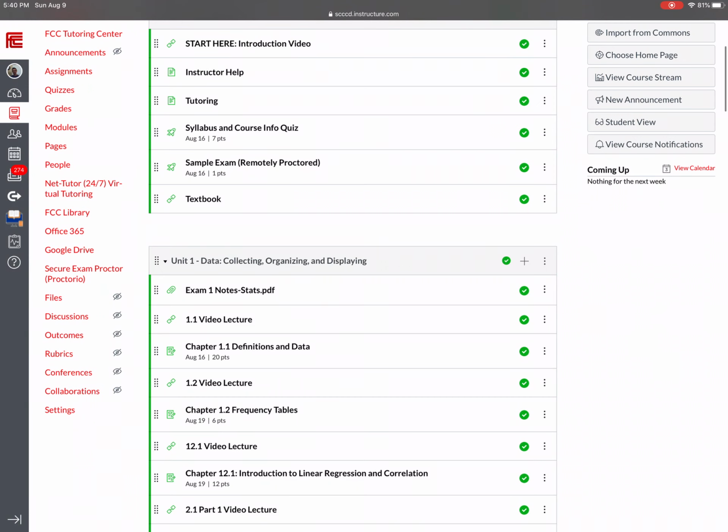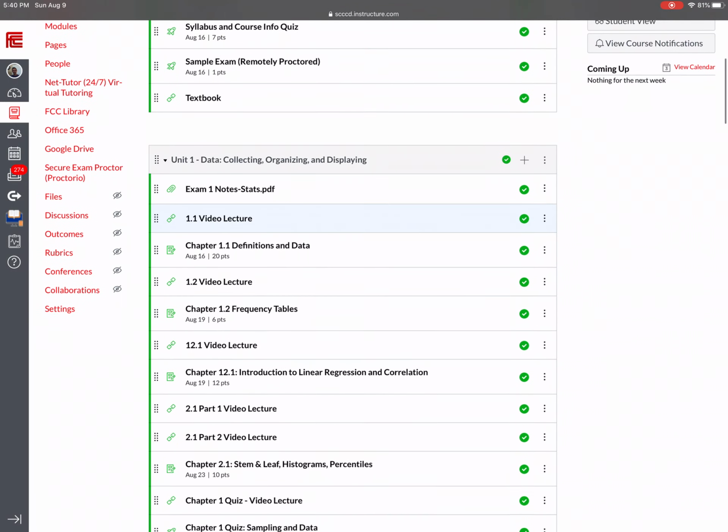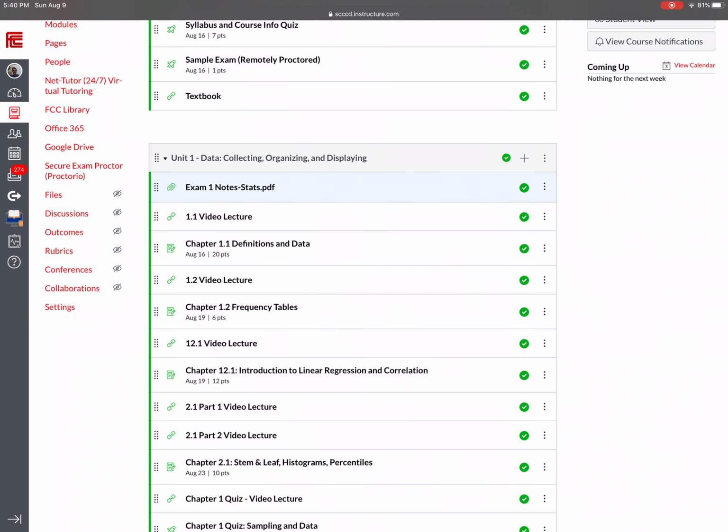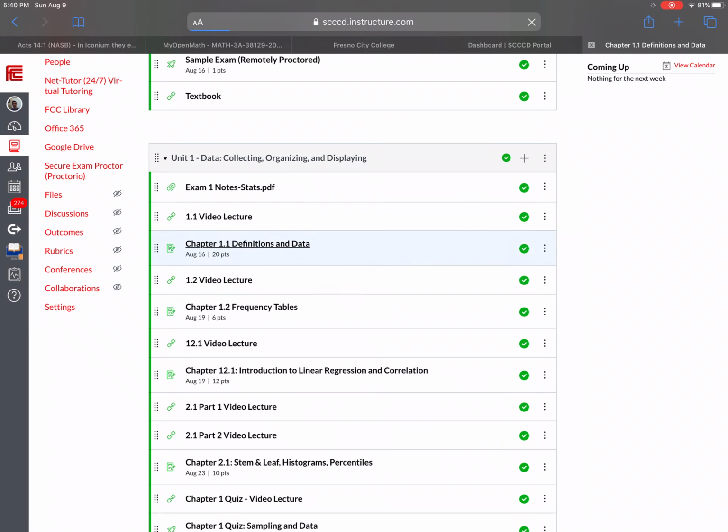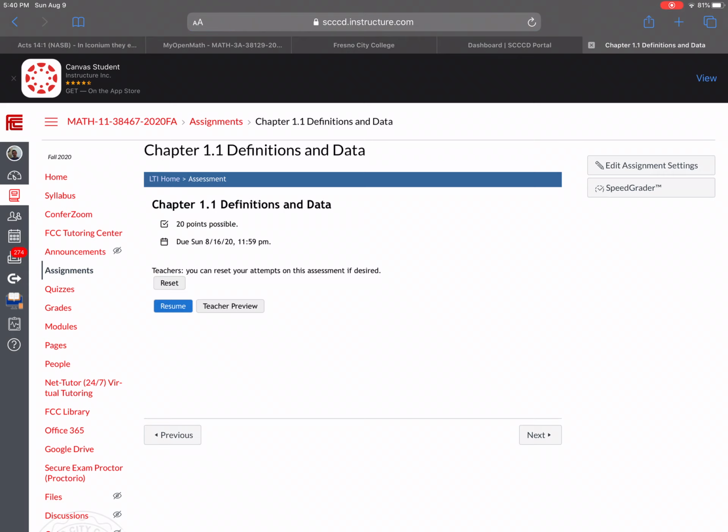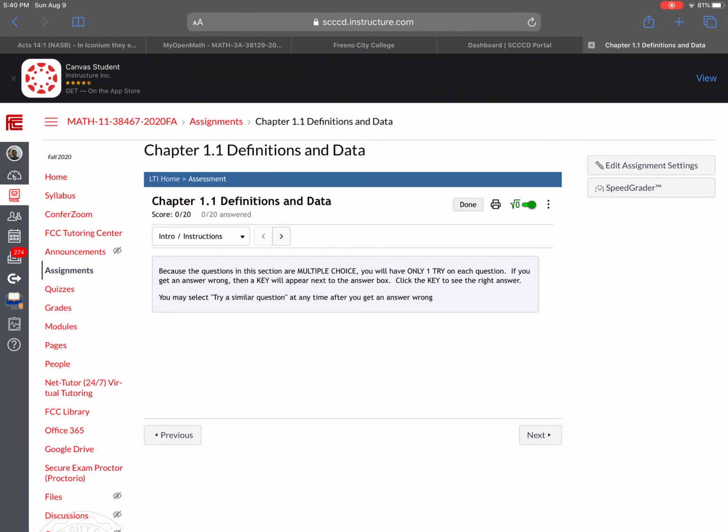And then next would be the video lecture. I'm going to skip that, but that'd be what you would probably want to watch beforehand. I'm going to jump right to the homework, Chapter 1.1 homework, because I want to show you how the homework system works. Here, let me reset it, and then you just click Start. And it gives you some instructions.